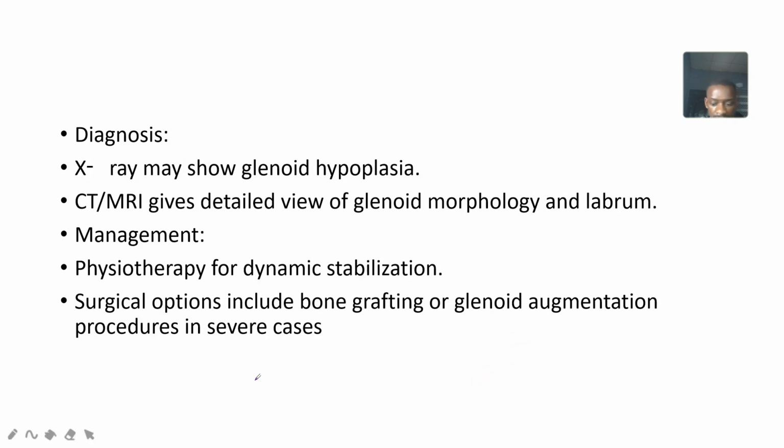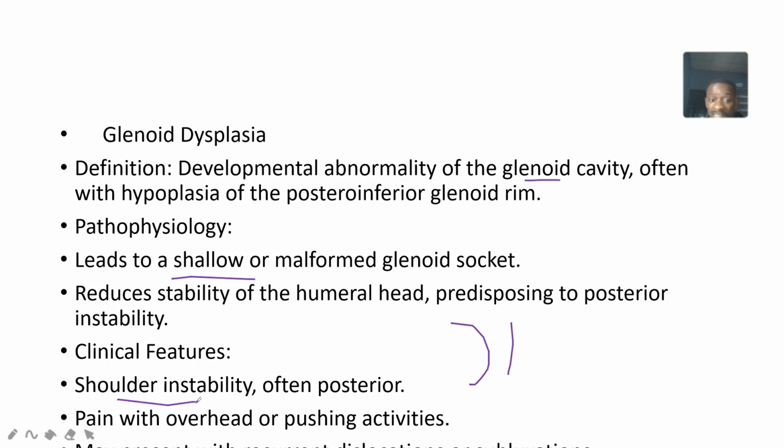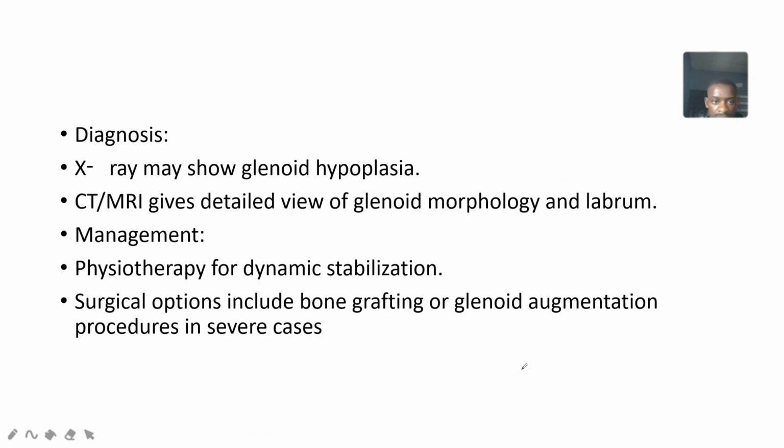So clinical features are shoulder instability and pain with overhead or pushing activities. Diagnosis is by X-rays, CT scans, MRI. Management is physiotherapy for dynamic stabilization. Then surgical options also include bone grafting or glenoid augmentation. Okay, so I think this is what we got.